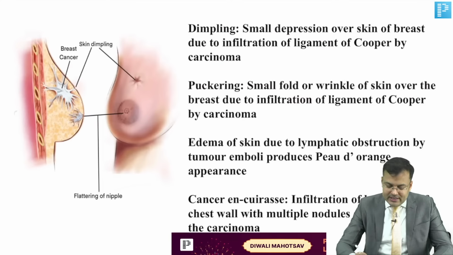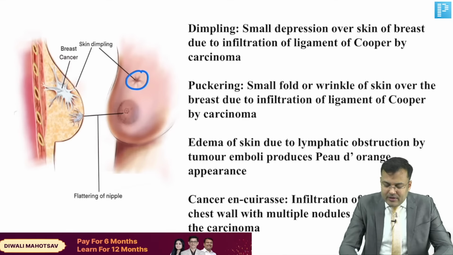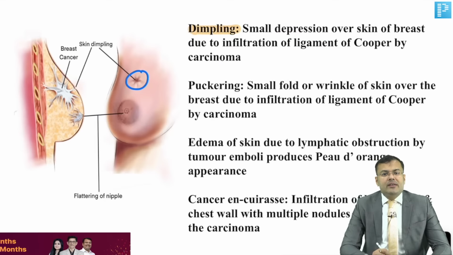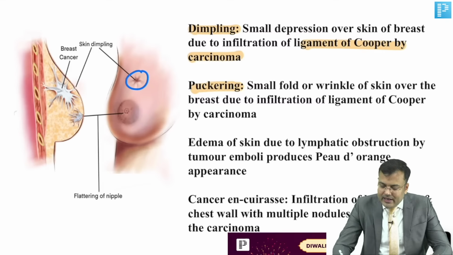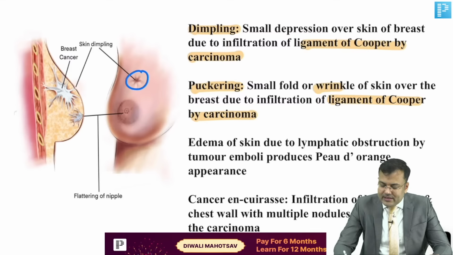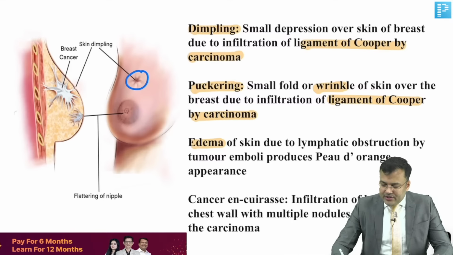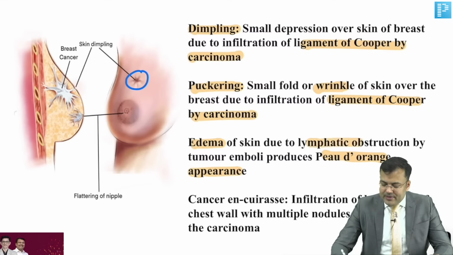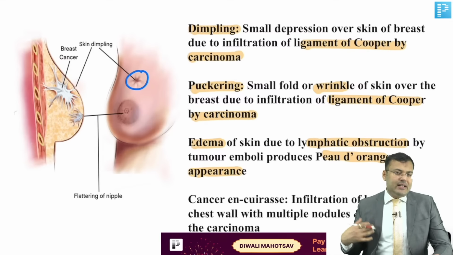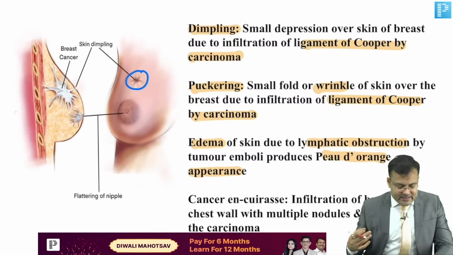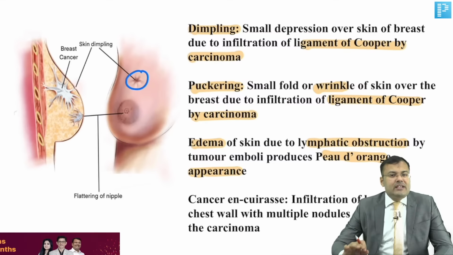Option B. You can see this is the skin dimpling because of involvement of ligament of Cooper. So, in dimpling, there is a small depression over skin because of involvement of ligament of Cooper by the carcinoma. Puckering, again there is involvement of ligament of Cooper, there is wrinkling or small fold. Edema, that is peau d'orange, it is because of lymphatic permeation or obstruction by the tumor emboli. And if patient is having cancer en cuirasse, there is involvement of breast skin and chest wall. Clear, guys? So, these are important questions.